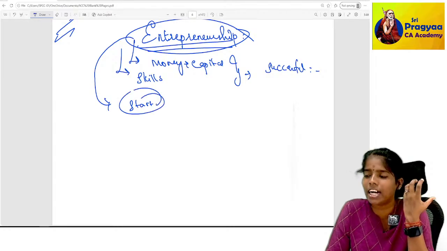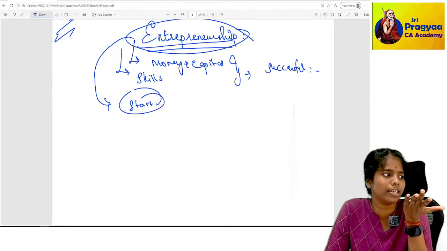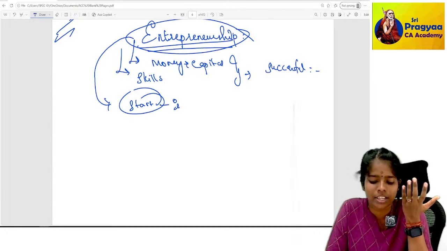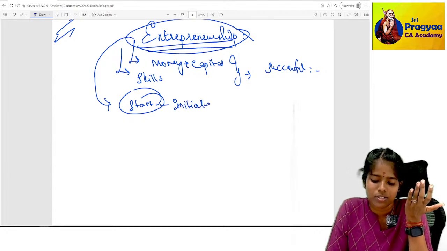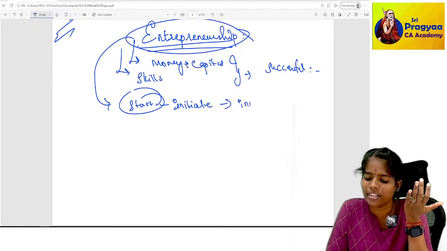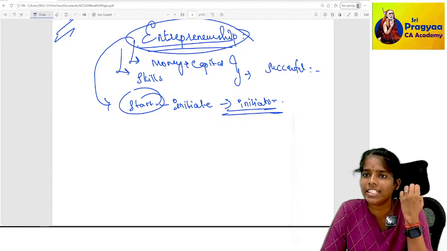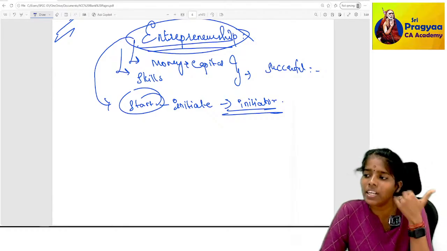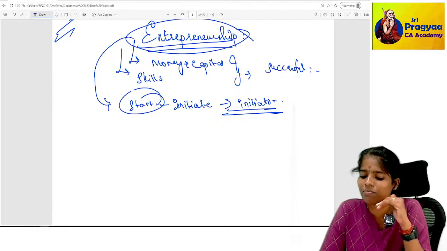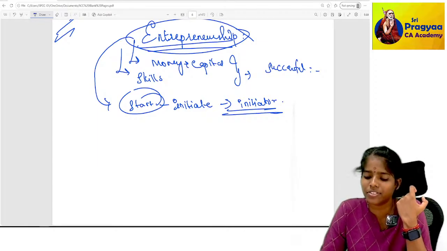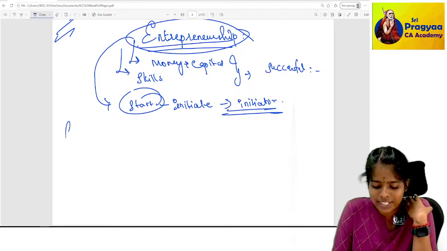He should have the skills to start a new business. Everybody will not have the mindset to initiate a new process. So he is the initiator here. He will conceive the idea, he will tell what the idea is, and he will implement it. Only then will other people be employed in the business. So this is entrepreneurship. We will now see the characteristics of an entrepreneur.